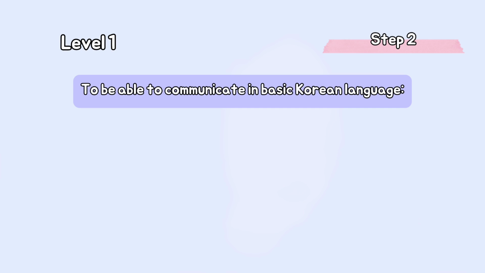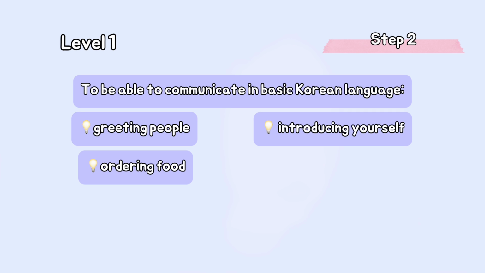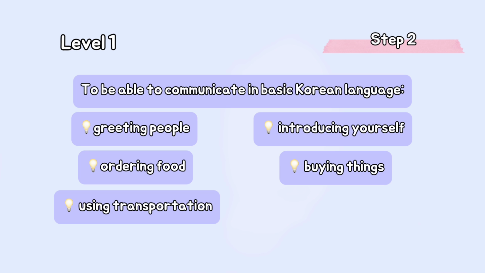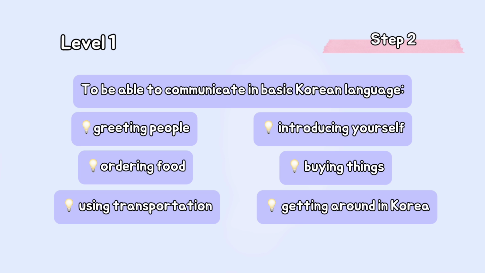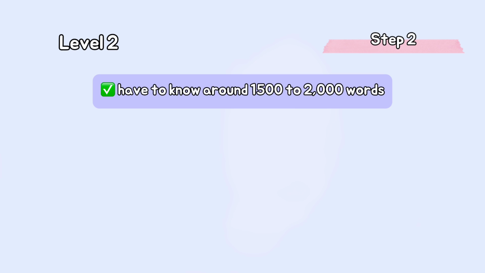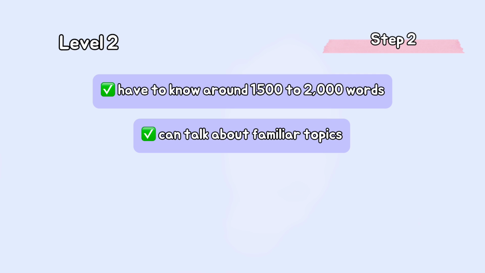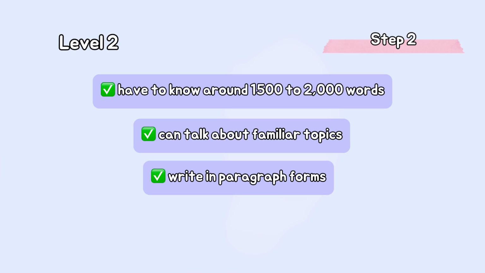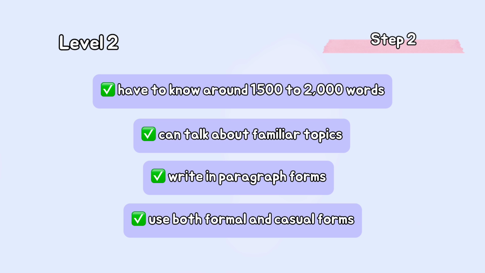You'll be able to communicate in basic Korean, like greeting people, introducing yourself, ordering food, buying things, using transportation, and just getting around in Korea. And for level 2, you have to know around 1,500 to 2,000 words, and you'll be able to talk about topics that you're familiar with, and in paragraph form. You can also use both formal and non-formal language, so that is the casual form in Korean.